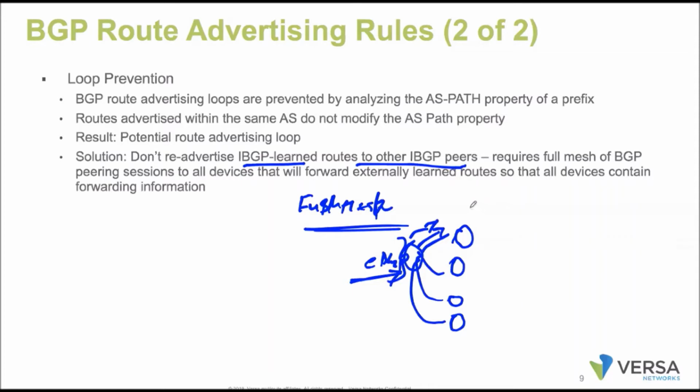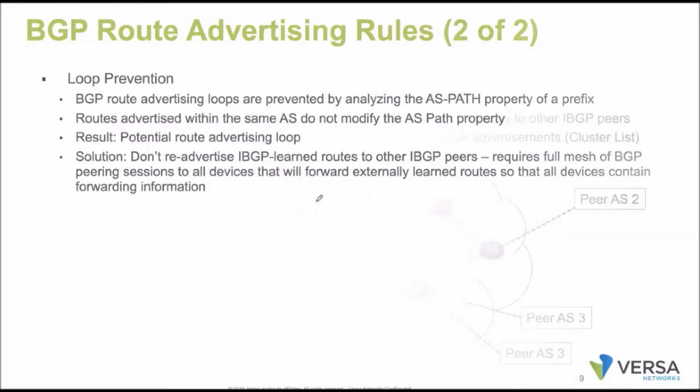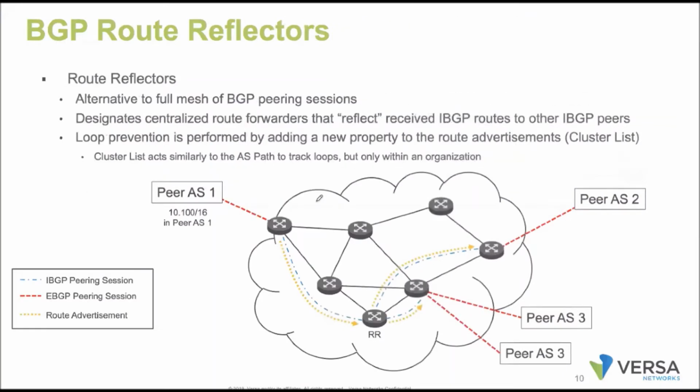Now, the iBGP learned routes will never be advertised to other iBGP routers. This is not happening. This is the advertisement behavior on BGP. In order to avoid this, we go with a full mesh implementation. We implement this full mesh. So implementing the full mesh is one solution.